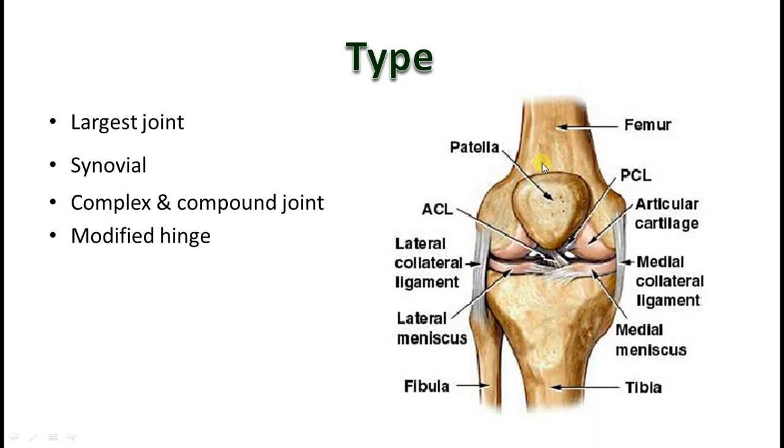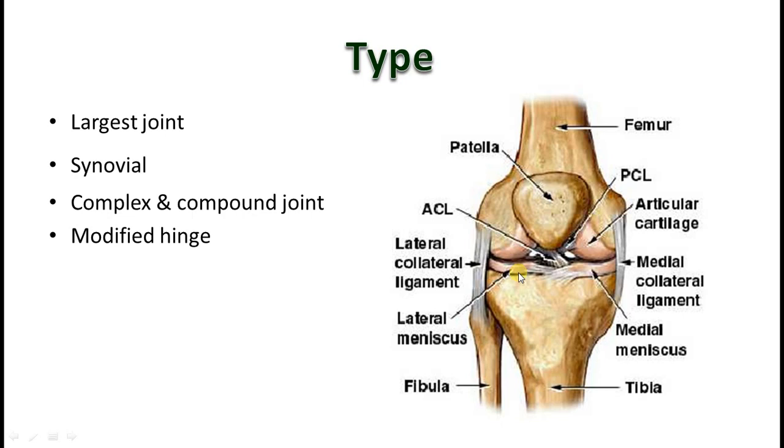And because the interior of the joint cavity is divided by these intra-articular structures into two, you also call it a compound joint, and it is a modified hinge variety. Now, modified hinge variety means, first of all, the axis is not fixed. With respect to flexion and extension of the knee joint, the axis keeps on shifting. That is one reason it can be called a modified hinge joint.